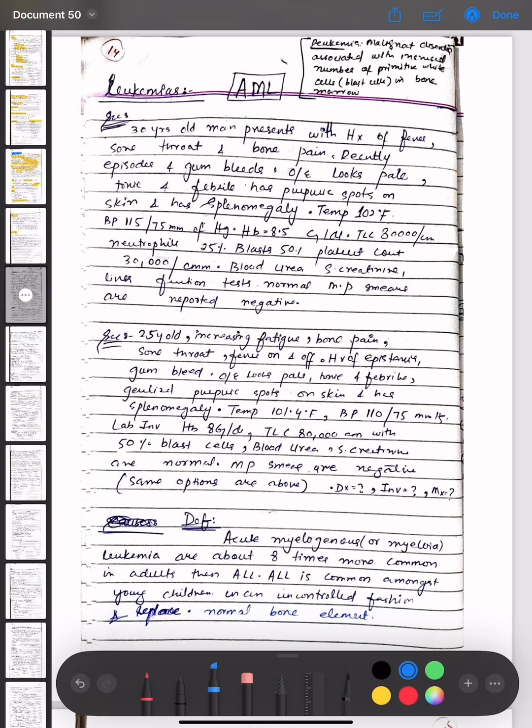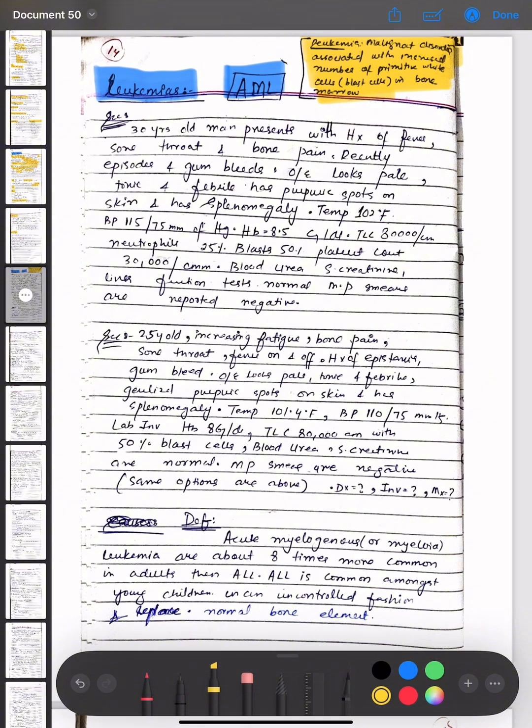Hello everyone. So the topic we will be discussing today is leukemias. We will discuss AML and CML. So what is leukemia? It is a malignant disorder associated with increased numbers of the primitive white cells, that is blast cells, in the bone marrow.